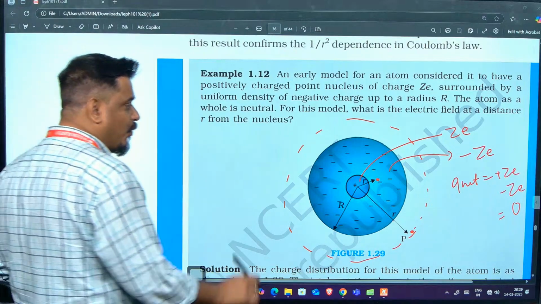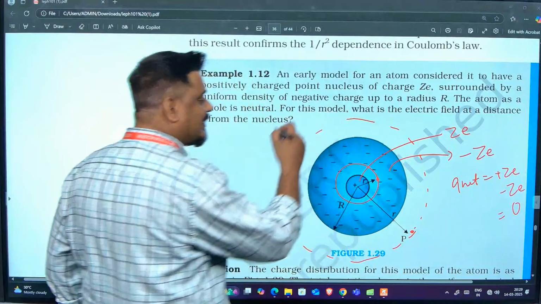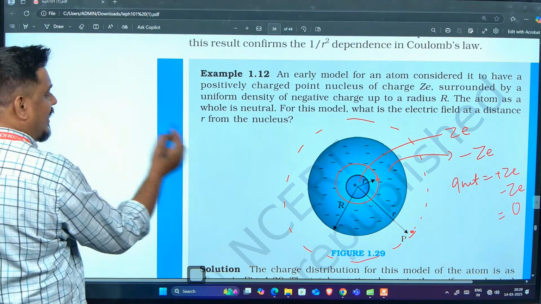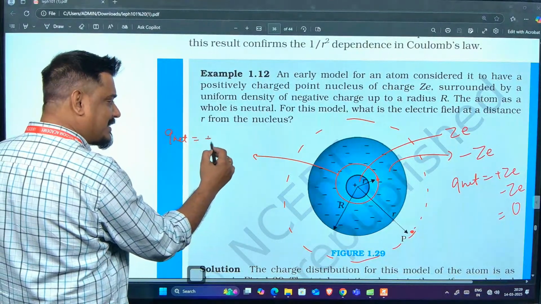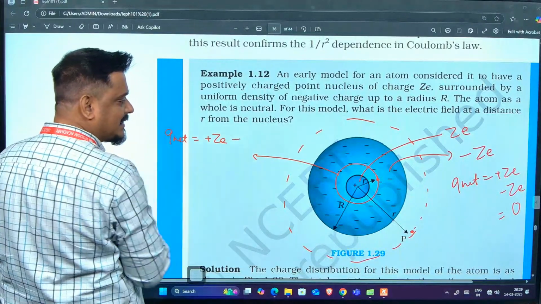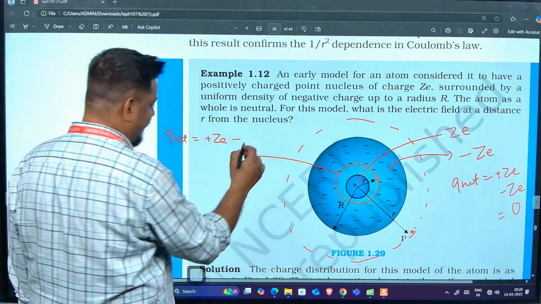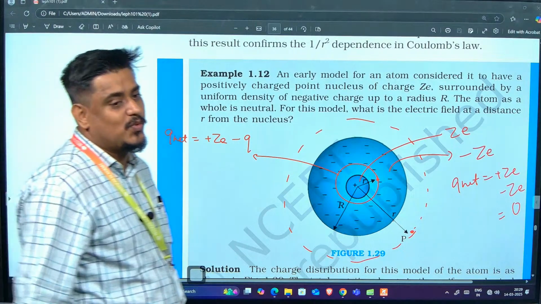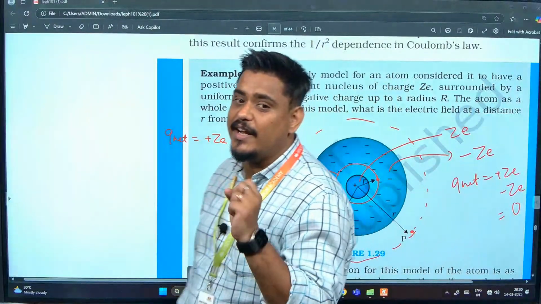The challenge is, what will happen at a point somewhere here where the charge is non-zero? But one thing is very clear, if you want to find the net charge for this second case, the net charge will become equal to plus Ze minus some charge here, some fraction of negative charge, Q. Now the challenge is to find that Q. And how do you find that negative charge?